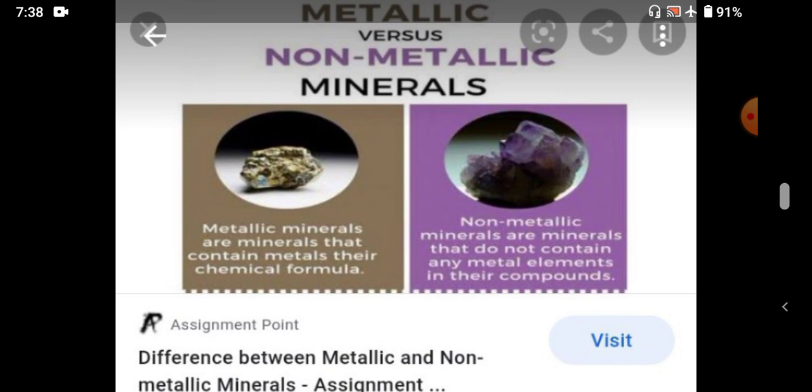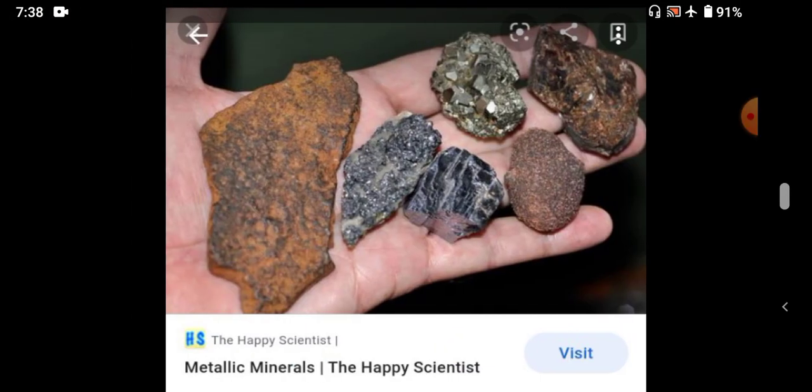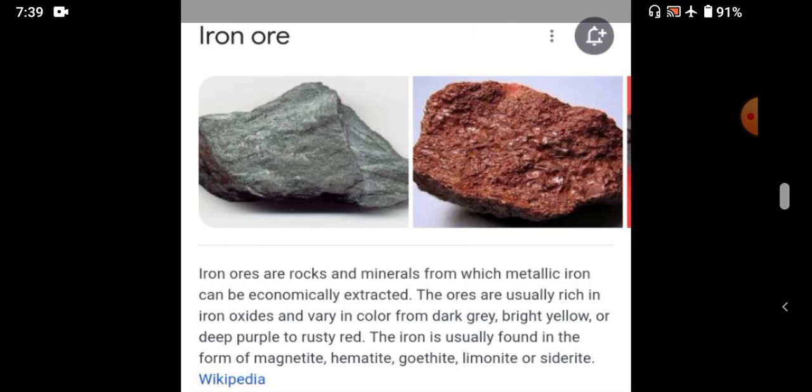Now I will explain each example one by one. The first one is iron ore. From metallic minerals, the first example is iron ore. Okay, students, iron ores are rocks and minerals from which metallic iron can be economically extracted.